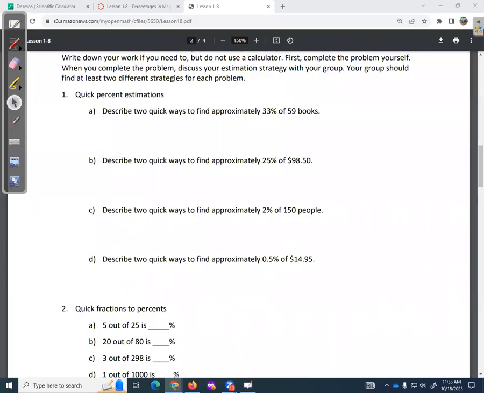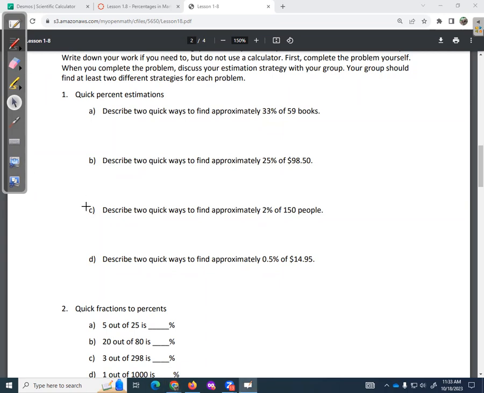All right, so lesson 1.8. For the first one, I am thinking 33% is about a third, 59 is about 60, a third of 60, off the top of my head, is about 20. I might try for that one. The second one is close to 100, a quarter of 100 is 25.